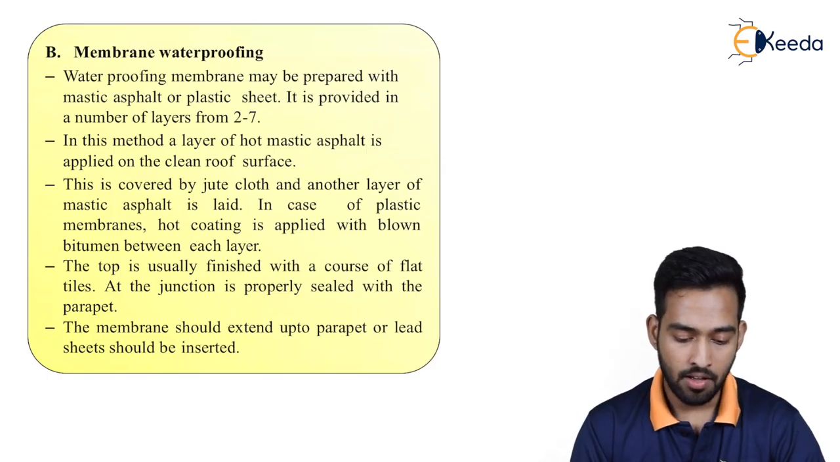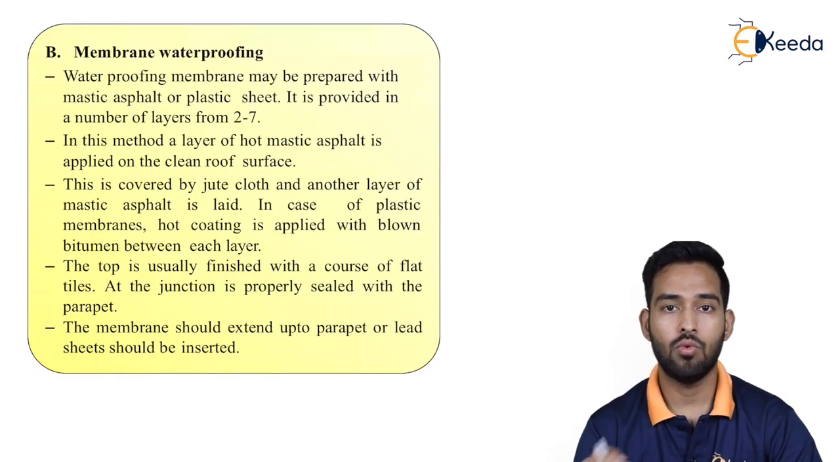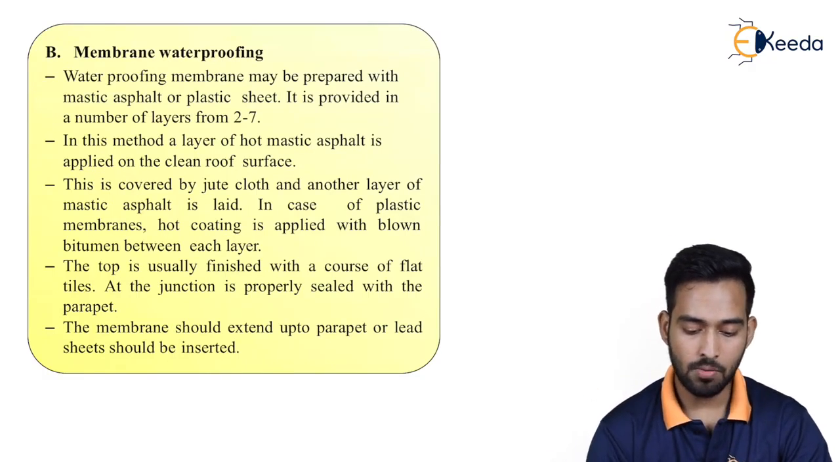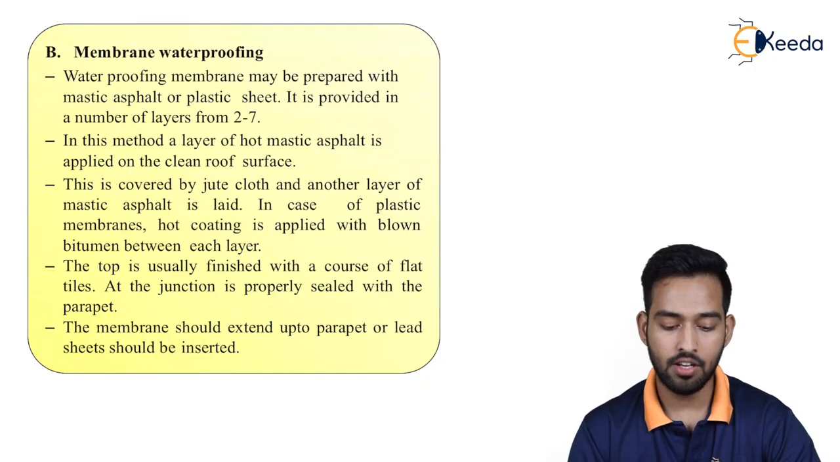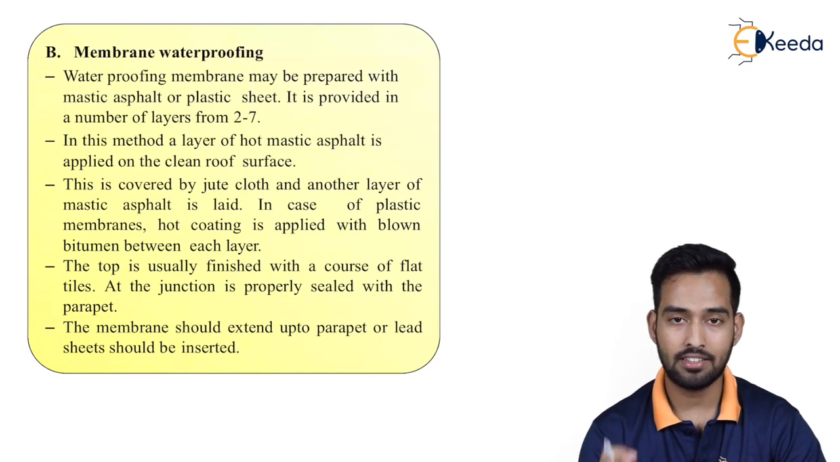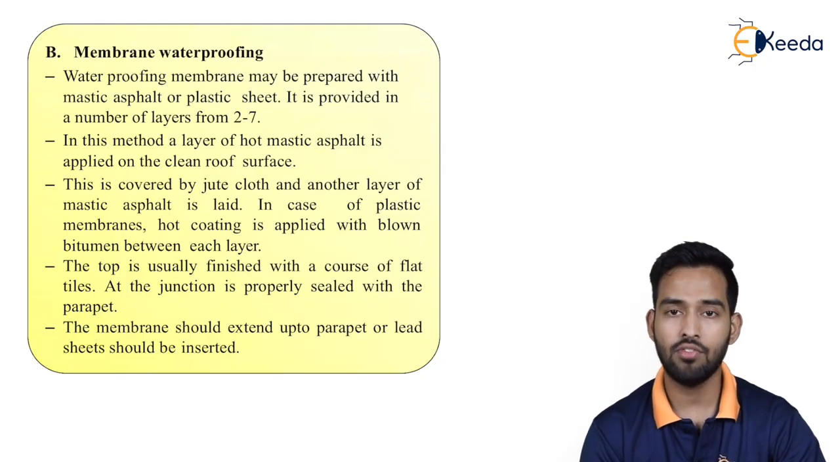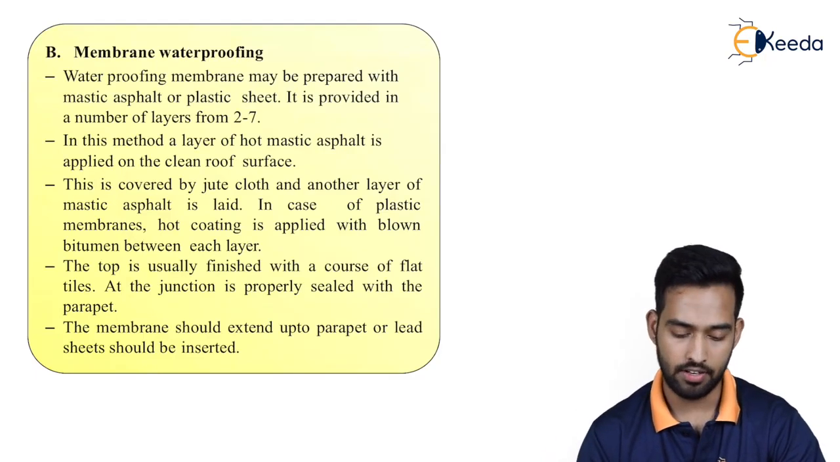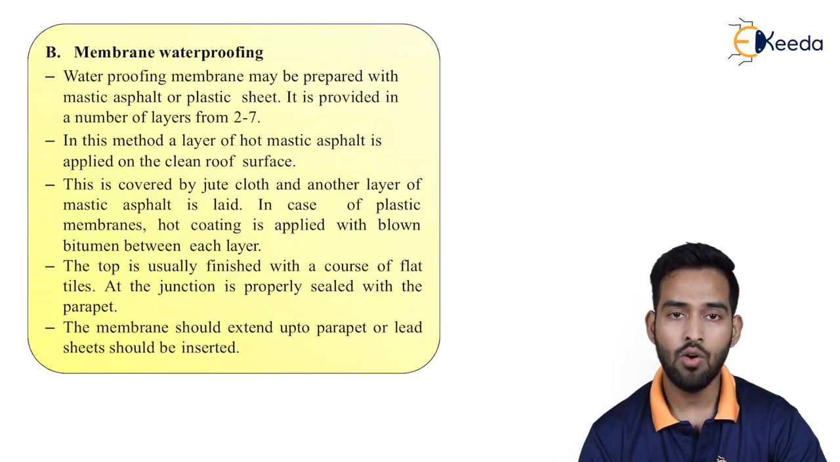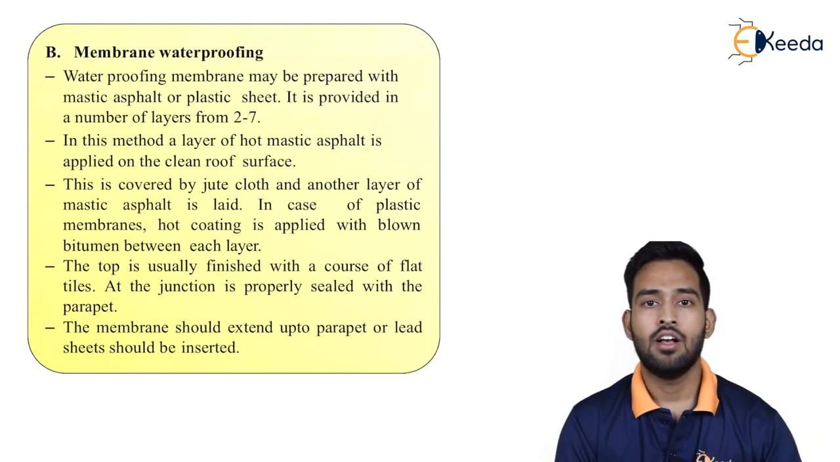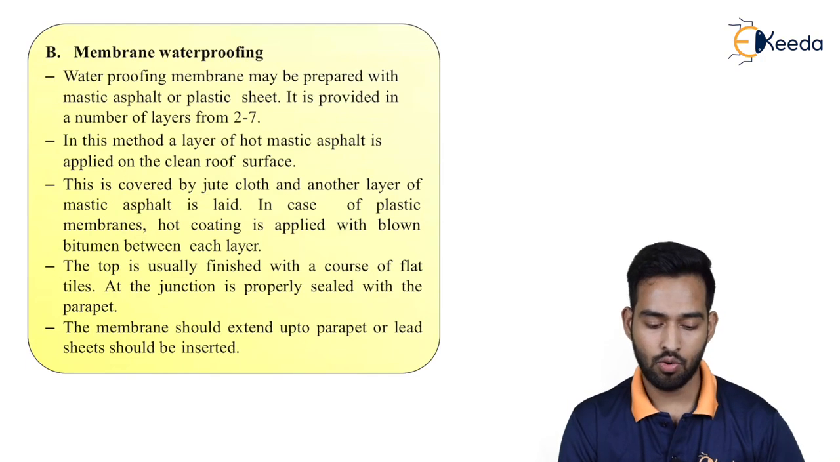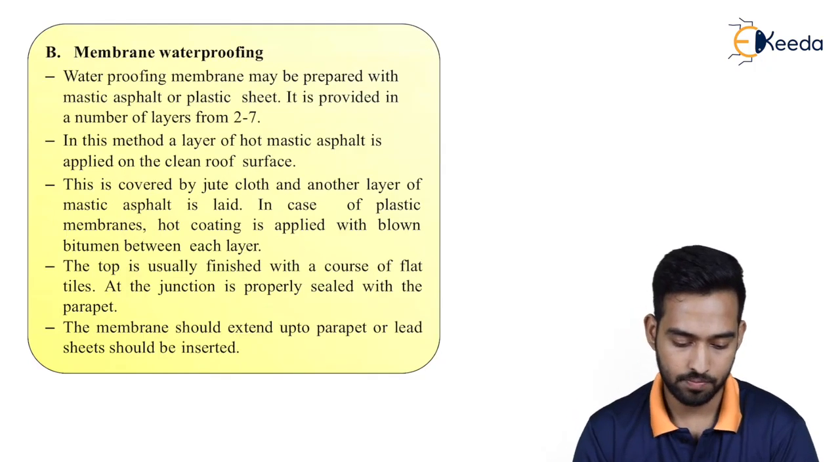Second, we can use a membrane waterproofing also over your roofs. So waterproofing membrane may be prepared with the mastic asphalt or the plastic sheets, as we have discussed in previous videos. It is provided in a number of layers from 2 to 7, depending upon how precise waterproofing we require. If the rainfall is very high, then we go for the higher number of sheets.